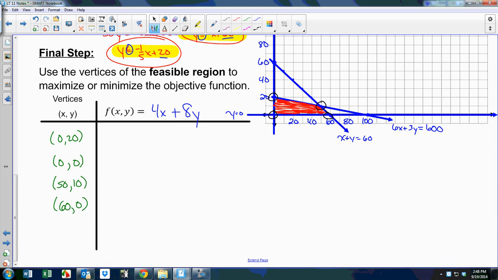Our cost function is 4x plus 8y, and we'll plug in these points. We can do this verbally without writing it out. When you plug in the point (0, 20), it's 4 times 0, 0, plus 8 times 20 gives you 160. When you plug in (0, 0), you get 0 plus 0, you get 0. When you plug in the point (50, 10), it's 4 times 50, 200, plus 8 times 10, 80, which is 280. And then last, 4 times 60, 240, plus 8 times 0, which is 0. And now we have all the information to answer the question above.